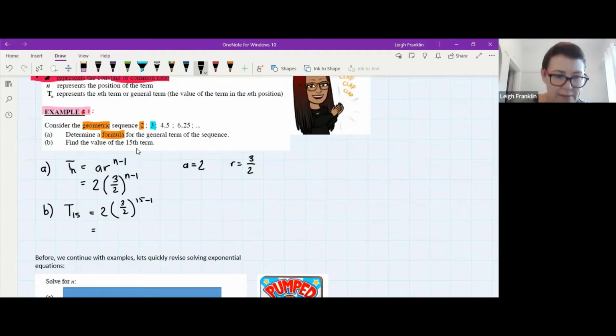You don't have to write this step. I'm just writing it for you. We all know that 15 take away 1 is 14. So there we go, guys. AR to the n minus 1. And then we would pop that into our calculators. And as it turns out, the answer to that is going to be a really, really tiny number. What do you get, Valerie? Maybe round it to 4 decimal places.